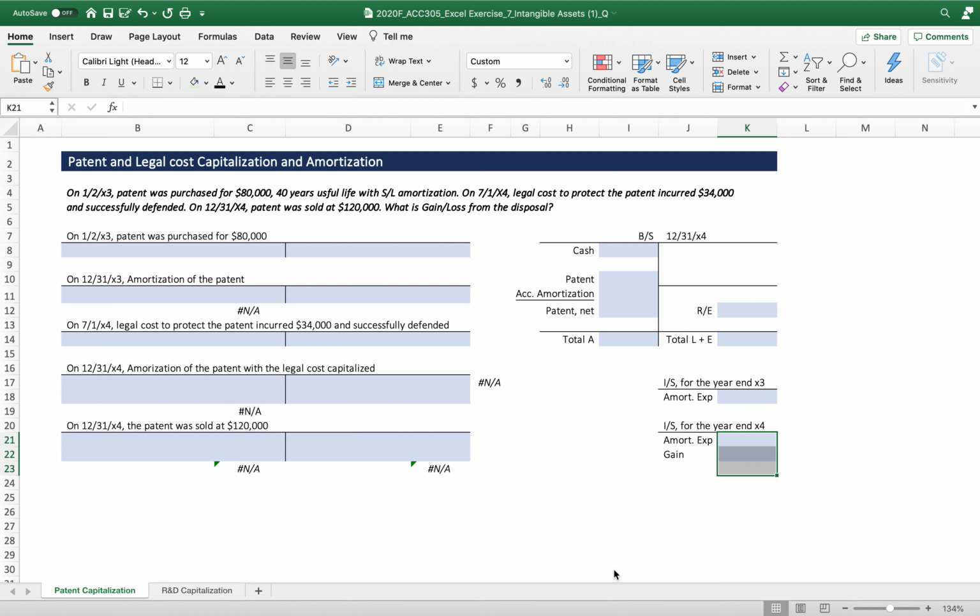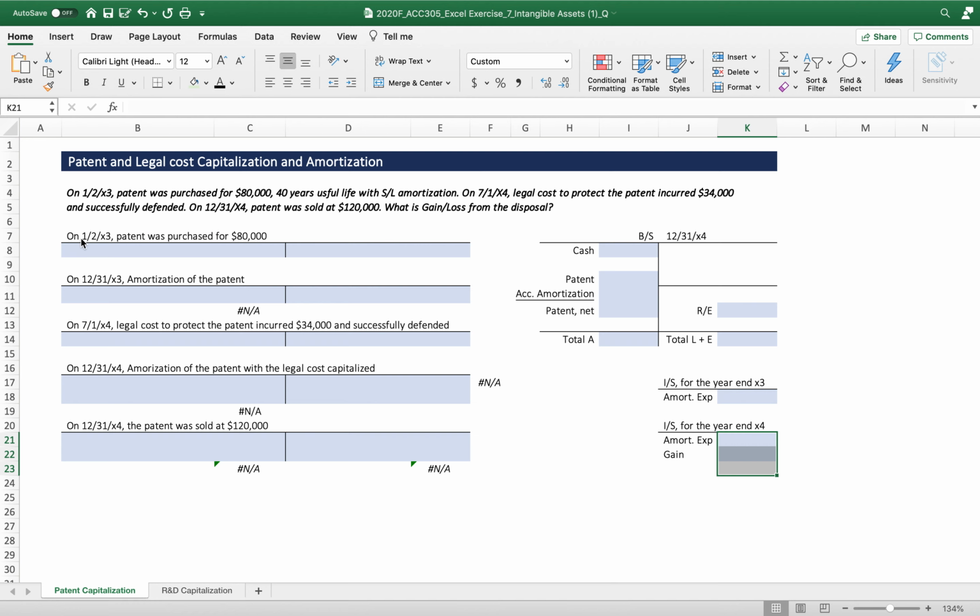On July 1st, year 4, 1.5 years later, the legal cost to protect the patent was incurred, $34,000, and successfully defended. On December 31st, year-end 4, the patent was sold at $120,000. Then we want to measure the gain or loss.